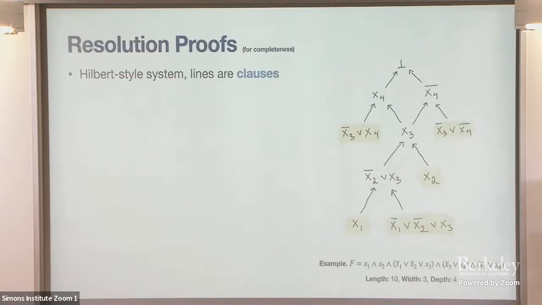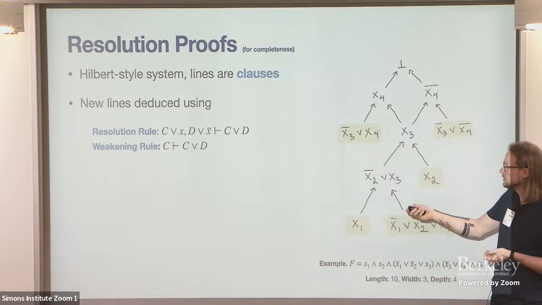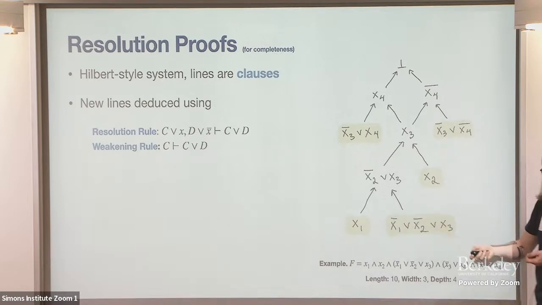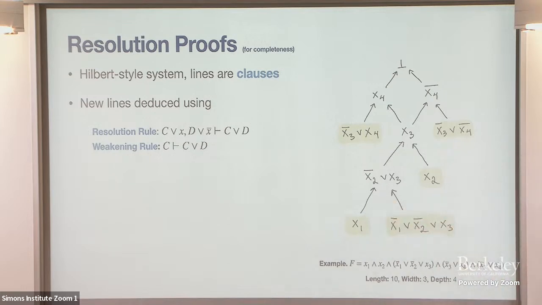So here's a slide that's just for completeness. Let's define a resolution proof, just so that we're on the same page. Resolution, as we all know, is a Hilbert-style deductive system. The lines are clauses, which are ORs of literals. We're given two proof rules, the resolution rule and this weakening rule, where I can just add some extra literals to a clause if I want. You don't actually need this weakening rule. It's just handy to have around sometimes when you're proving things.